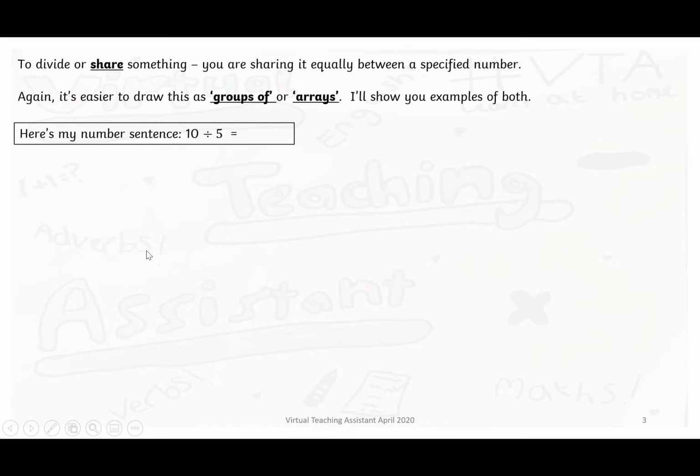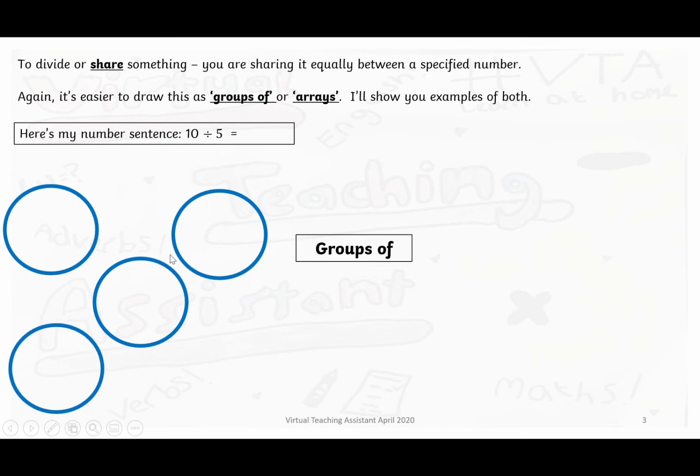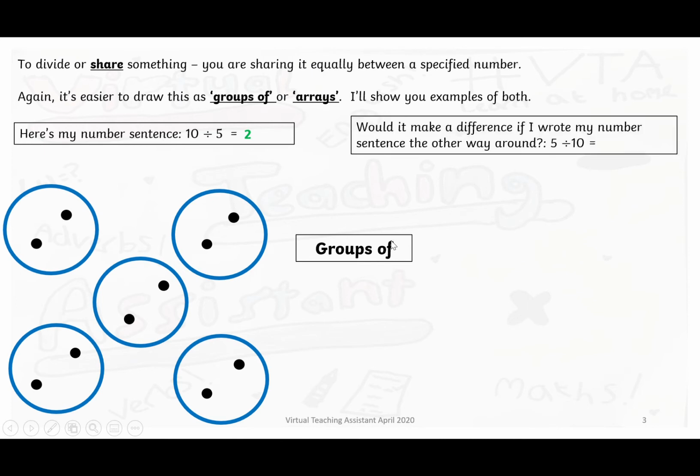Okay, so I'm going to put 5 circles and I'm going to draw my 10 dots. Okay, but I'm going to share them between these circles. So watch. 1, 2, 3, 4, 5, 6, 7, 8, 9, 10. Now, how many dots does each circle have? 2. That's right, it's brilliant. Well done.